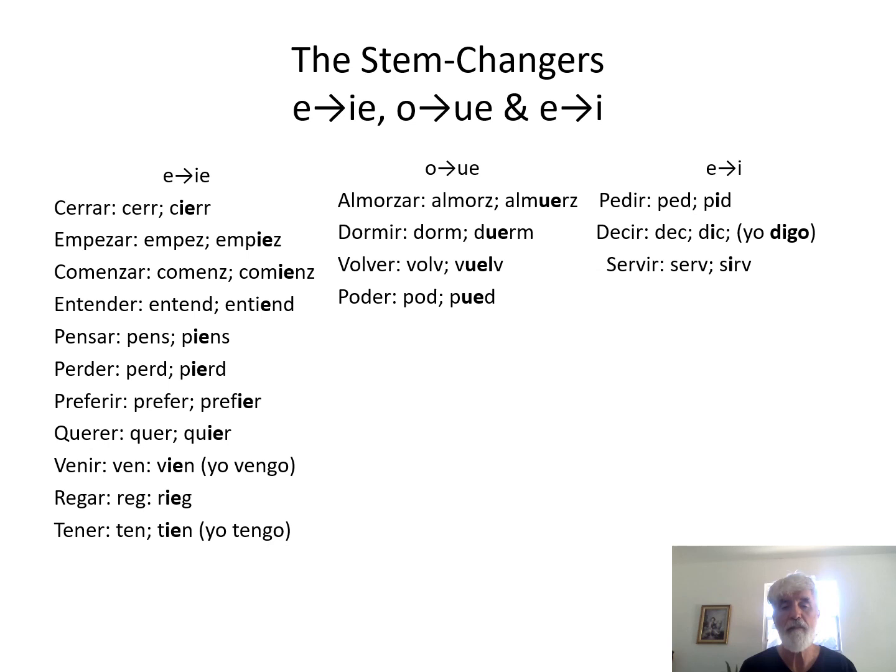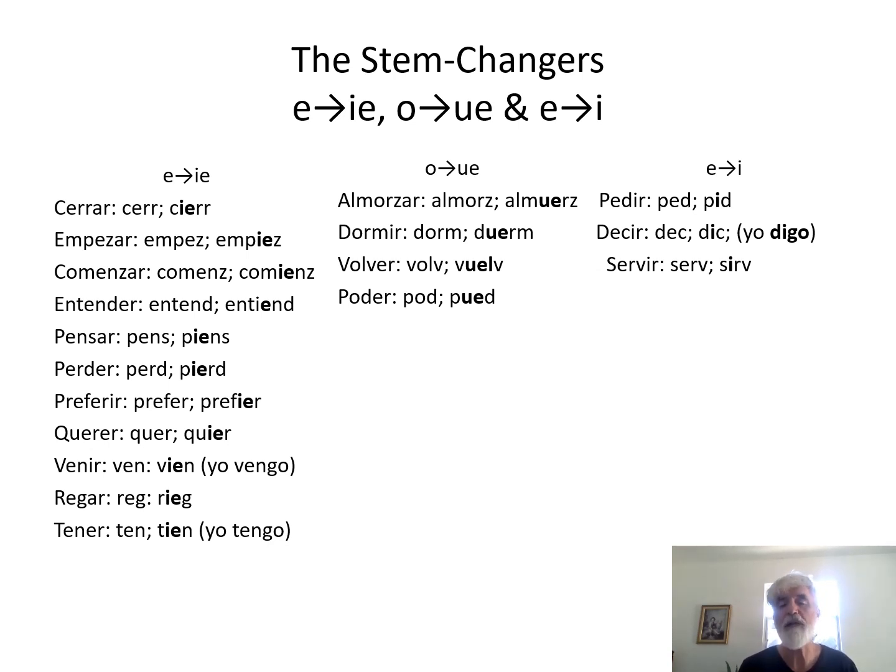They sleep. And finally, let's look at this last category of stem changers, E to I, where the E of the original stem goes to I. Pedir is the verb to request, ask for. It has the word petition in it, to request, ask for. So the first stem is ped. The second stem now will have a stem change, pid.